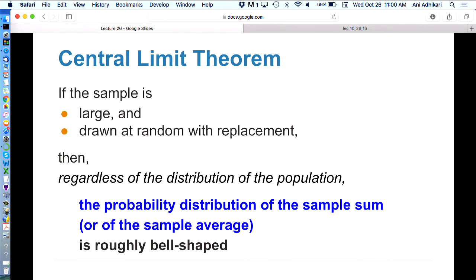Note again that this is a result that is true regardless of the population, provided you have a large sample. That is why it is powerful, because you often don't know what the population looks like, but you still know what sample averages and sample proportions look like. And that is where you have some power in inference. And so we're going to explore more on Friday.